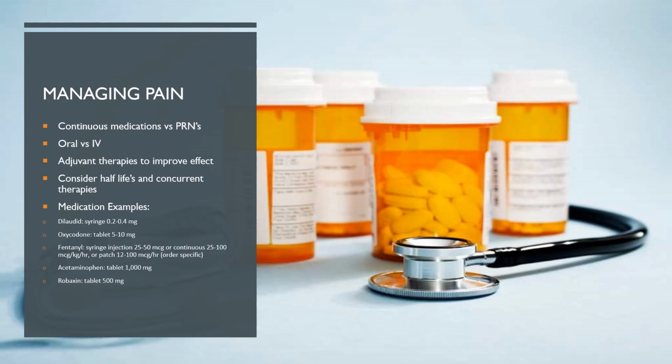Pain management requires careful consideration of several factors, including the choice between continuous medications and PRNs or as-needed medications, as well as the method of administration, oral versus intravenous. Additionally, adjuvant therapies can be used to enhance pain relief, and it's crucial to take into account the half-lives of medications and any concurrent therapies the patient is receiving. For example, Dilaudid, oxycodone, fentanyl, acetaminophen, and Robaxin are commonly used medications that each have specific uses and considerations in pain management plans.